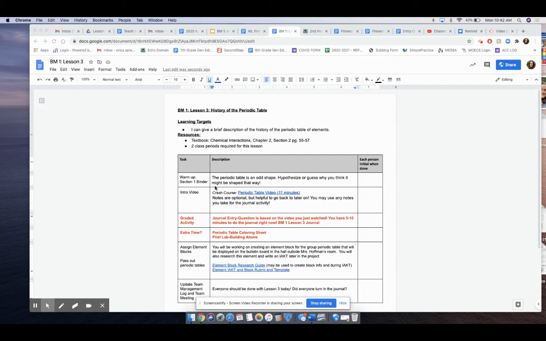If you haven't taken a look at the periodic table lately, take a look. It is not a perfect rectangle. It has different shapes, columns, rows. Make a guess right now why you think it is organized or shaped in that way.